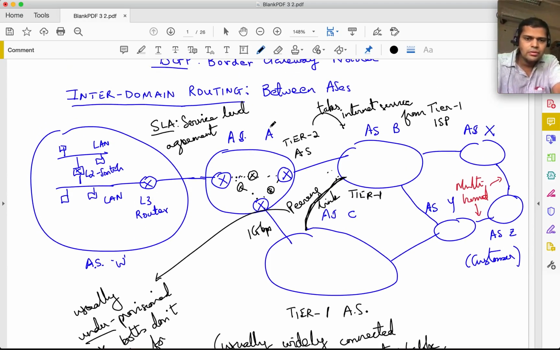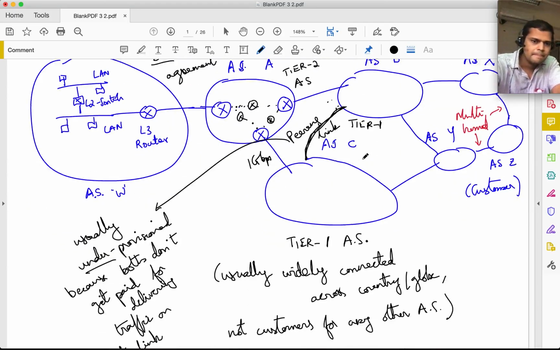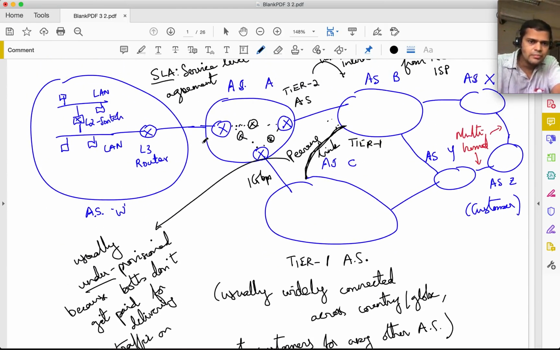But how do you know how to route a packet to somebody outside your network? That's where BGP comes in. Let's say that W has a particular prefix allotted to it, and all these machines correspond to that prefix. Let's say it is x.y.z.w/n. This is the IP prefix here. It could be a /24, /16, whatever.